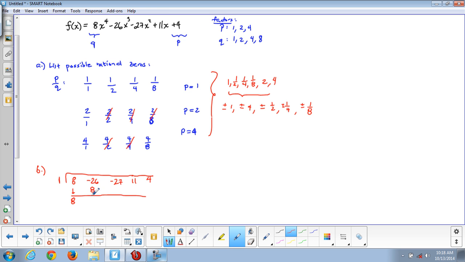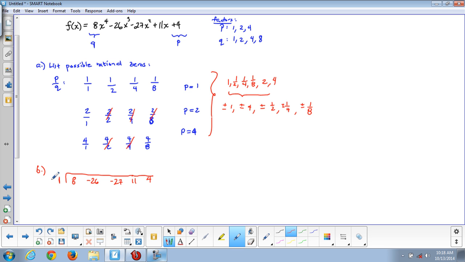1 times 8, I get 8. Negative 26 plus 8, we get negative 14. 1 times negative 14, write that here. We get negative 14, and we proceed to doing these. Now right here, I can go ahead and stop, because I notice that I'm not going to get that negative 4, so I'm going to get a remainder not equal to 0. Okay. So what I want to do is try a different one.